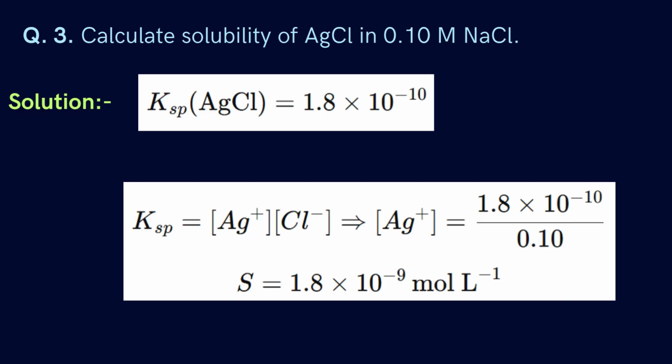Next, third problem is, calculate solubility of AgCl in 0.1 molar NaCl solution. The solution is given here. As we know, the Ksp is 1.8 into 10 to the power minus 10, and we know that Ksp is the ionic product of Ag plus ion and Cl minus ion. And finally the solubility of AgCl is 1.8 into 10 to the power minus 9 molar.